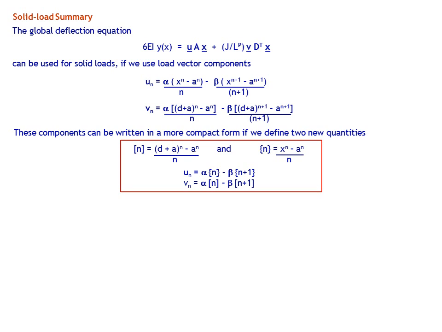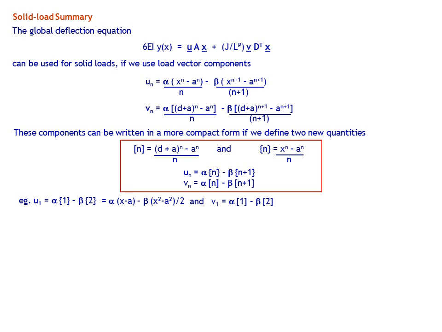As un and vn both contain the linear load quantities alpha and beta, these new formulae for un and vn apply to linear loads only. Using the new compact form for un, we see, for example, that u1 is equal to alpha curly bracket 1 minus beta curly bracket 2. Then using the above definition of un, this can be written as alpha into x minus a minus beta into x squared minus a squared all over 2.